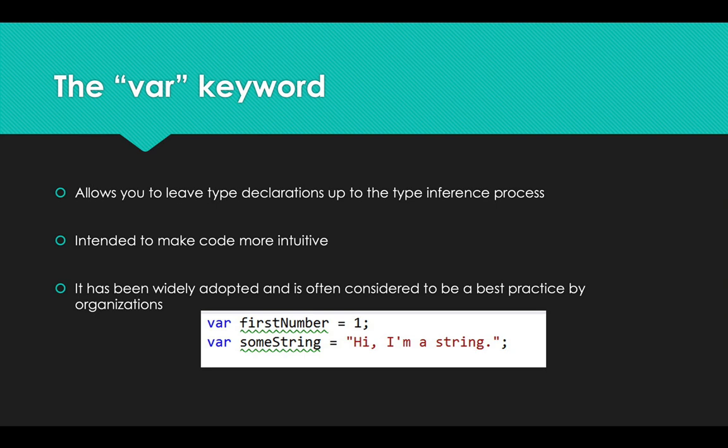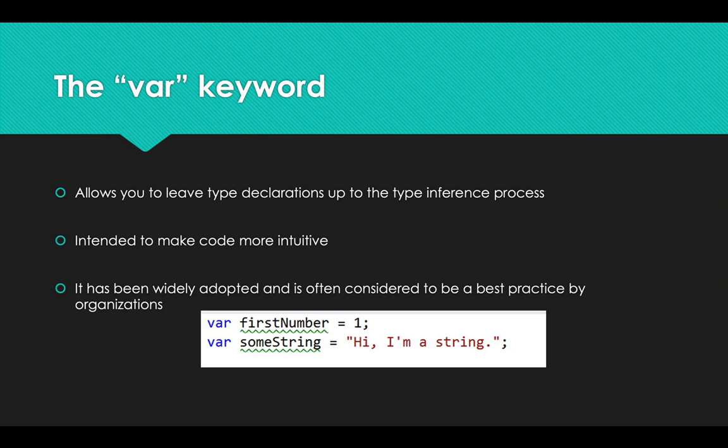One interesting thing about C# is it supports what's called the var keyword. This allows you to use an implicit type system inside of C#. It allows you to specify a variable, and as long as it's initialized at declaration time, you can use the var keyword, and the type of that variable will be inferred from the right-hand side. So here you can see that first number is going to be an integer because the right-hand side of the assignment is an integer. Some string is going to be a string because the right-hand side of the assignment is a string.